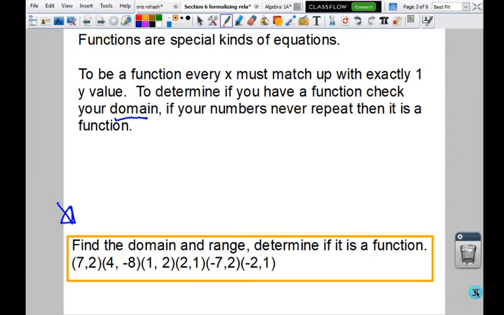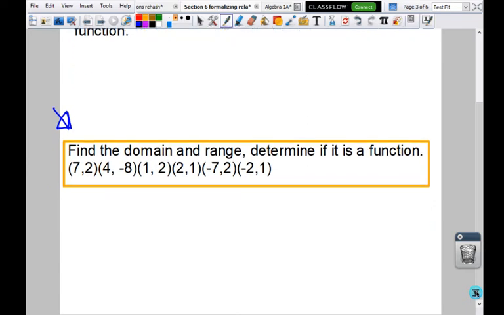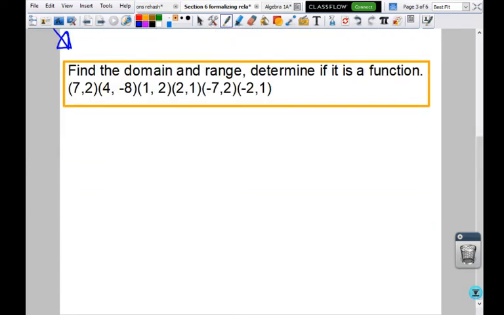Wait, I have a question. So do we say, if we have a yes or no, just say yes, function? Yeah, you can just say. Overall, just not a function? This makes way more sense now.